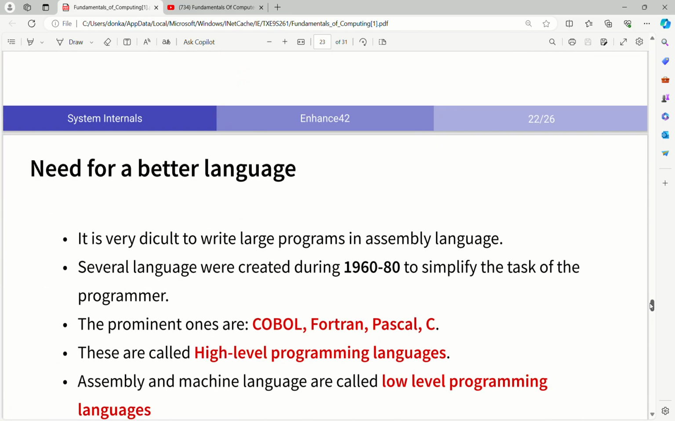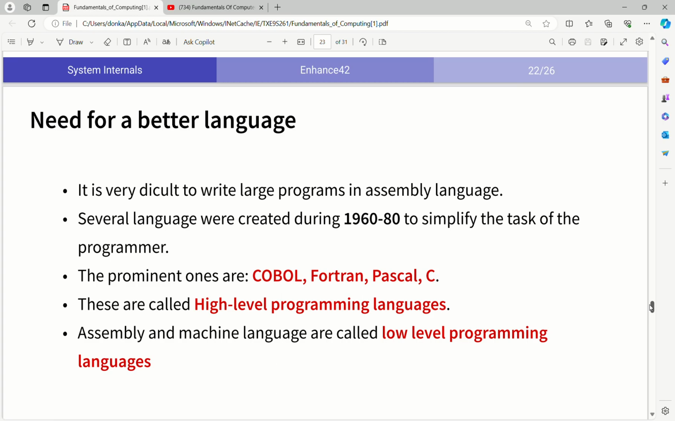And after that we will go to the need for a better language. Low level language is not easy for humans. So scientists have introduced high level languages, because it is very difficult to write large programs in assembly language. Several languages were created during 1960 to 80 to simplify the task of the programmer. The prominent ones are COBOL, Fortran, Pascal, C. These are high-level languages. Assembly and machine languages are low-level programming languages. High-level languages are very easy for humans to understand. So they were introduced.